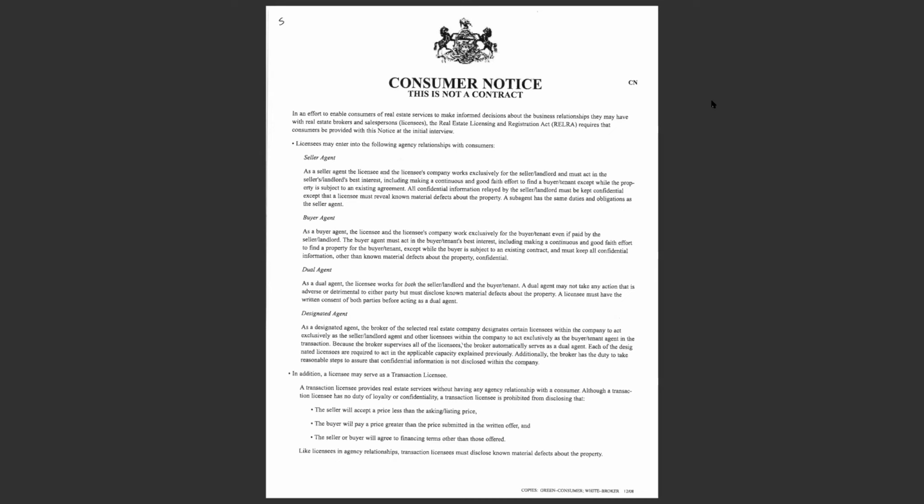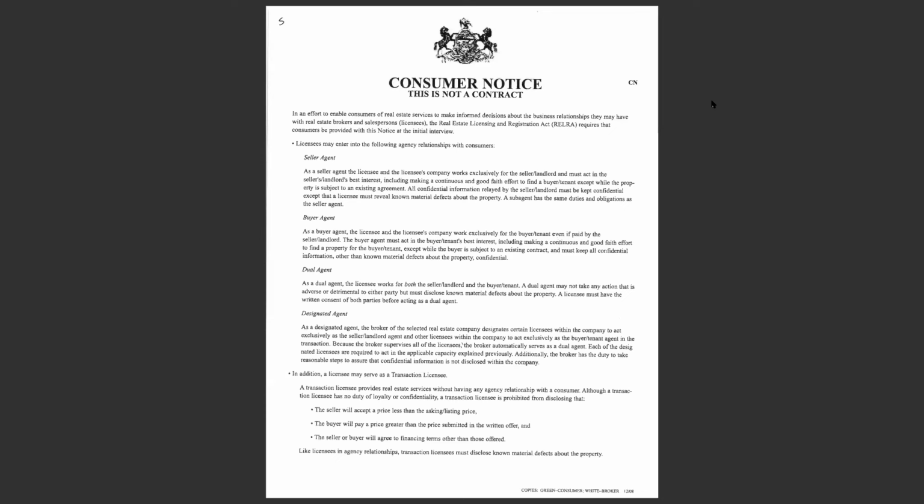Dual agency. A dual agent. In a dual agency, the licensee works for both the seller-landlord and the buyer-tenant. A dual agent may not take any action that is adverse or detrimental to either party, but must disclose known material defects about the property. A licensee must have the written consent of both parties before acting as a dual agent.